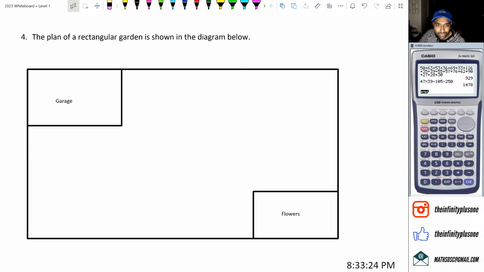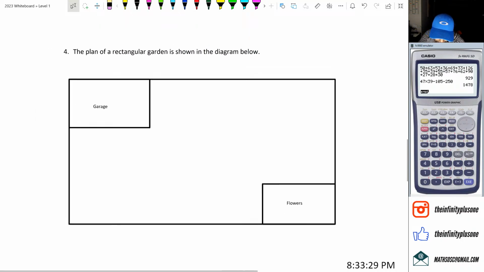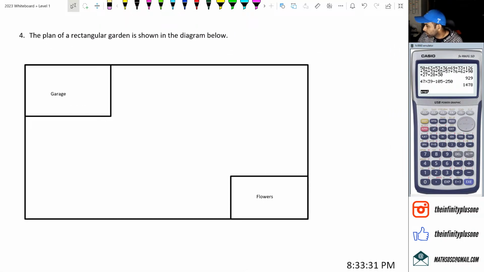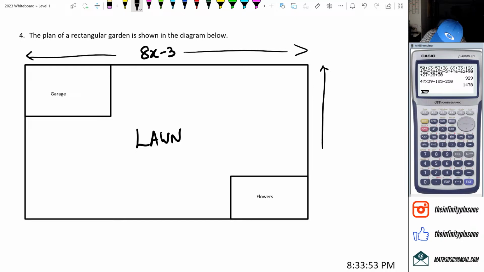All right, guys, this was the kind of question I was working on, and I just need to grab the exact words for it. Give me a second. So we've got our lawn here. What are the things that I got? I got 8x minus 3. Sorry, it's a bit messy, but that's what happens when you try and come up with this question on the spot.